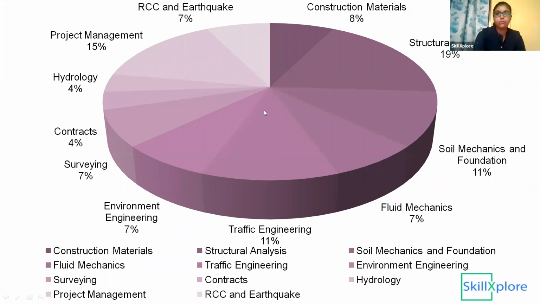Next, we'll see the percentage of the questions. The same thing is actually given here as percentage. The first is structural analysis. As I've already mentioned, 19% of the questions will be coming from that. Soil mechanics and foundation, almost 11%. Fluid mechanics, 7% of the questions. Transportation engineering, almost 11% will be there. Environmental engineering, almost 7%. Then surveying, almost 7%. Contracts, almost 4%. Hydrology, almost 4%. And project management, almost 15% will be there.